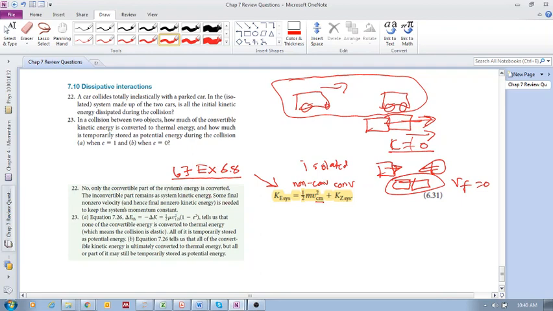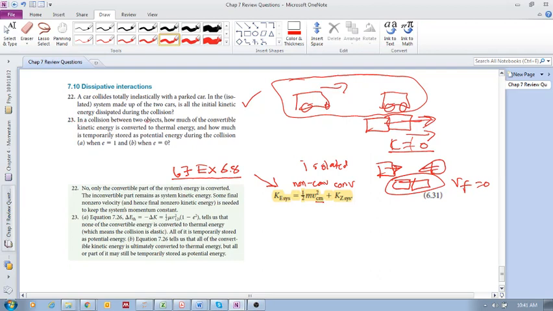So in this case there is some final non-zero velocity, and hence final non-zero kinetic energy is needed to keep the system's momentum constant. Please make sure that you understand these concepts. Okay, let's just read through 23 and then I'm done with this.